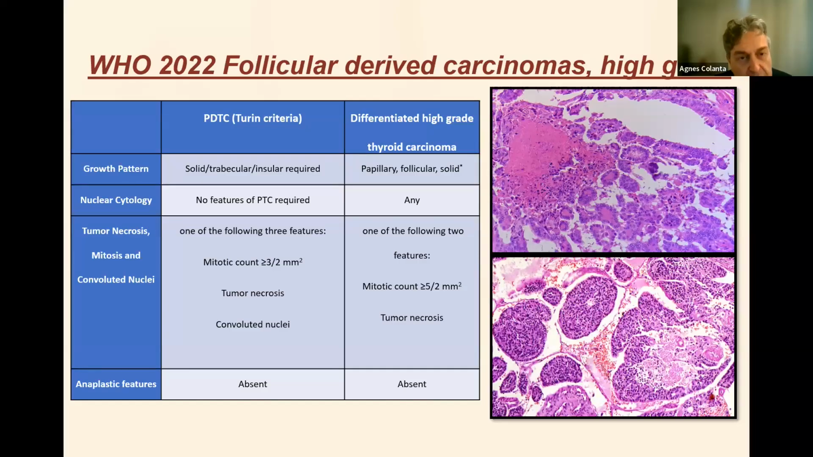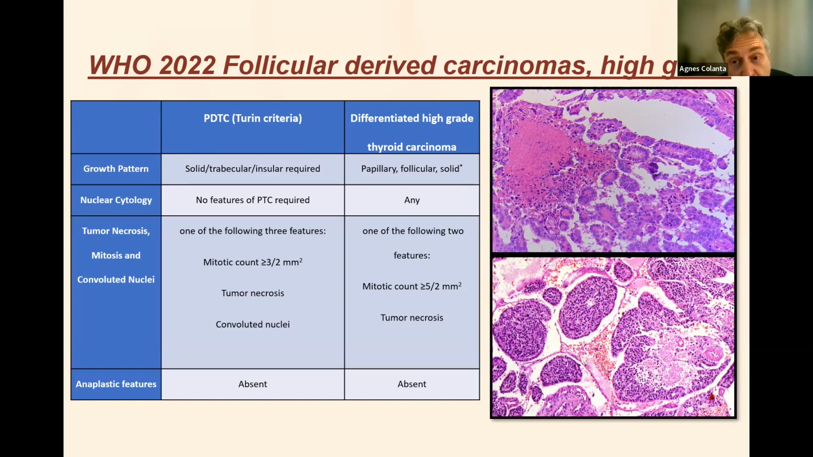So here, going into details, I repeat for the Turin proposal. If you have a tumor with a solid growth pattern and no features of papillary carcinoma, you need to have one of the following three features: a mitotic count, tumor necrosis, or convoluted nuclei. Now, that was the 2017 definition of poorly differentiated thyroid carcinoma. And this tumor will be called poorly differentiated because if you define differentiation as how close the tumor is to the adult organ, this tumor looks poorly differentiated because it has a solid instead of follicular growth, which is closer to the fetal thyroid organ.